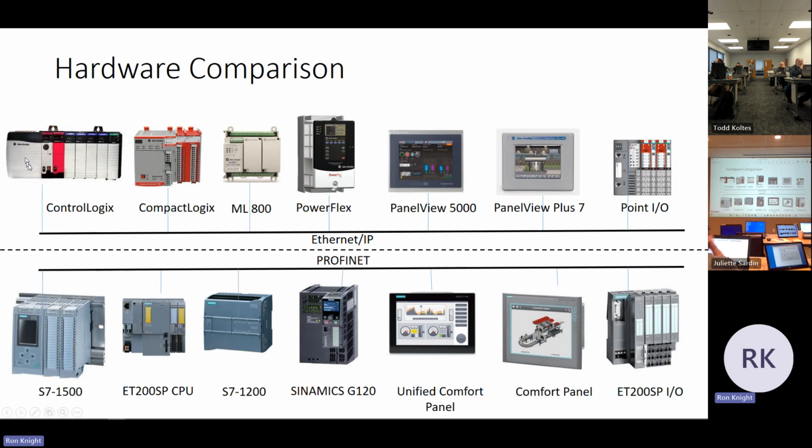In Rockwell, we know that the ControlLogix is the flagship processor, if you want to use that term. We can do safety there, we can do redundancy there. It's got its own family of IO, the 1756 IO. That's going to be the 1500 family on the Siemens side. We can do safety there, we can do redundancy there. It's got its own family of IO, ET200MP IO.